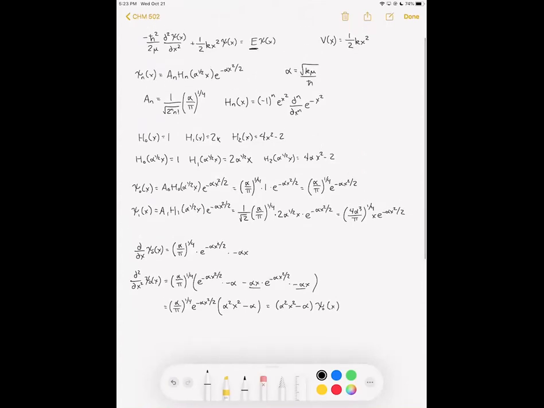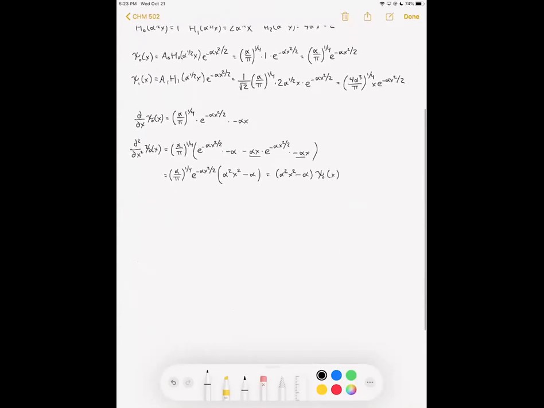All right, now we can take this, plug it back into the Schrodinger equation. So our Schrodinger equation is going to be negative h bar squared over 2 mu times the second derivative with respect to x of our wave function, which we've already solved for here. So that is alpha squared x squared minus alpha times our wave function. Then we have plus 1/2 kx squared times our wave function. And this is supposed to equal some constant, that's our energy, times our wave function again.